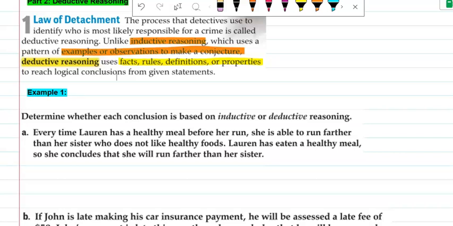And the answer is this is just simply an observation, right? She doesn't know 100%. She knows in the past that this has helped her, but we don't know that there's some sort of rule of what she has to eat before she runs. So this is going to be inductive reasoning.